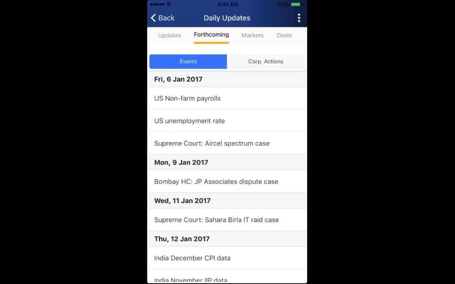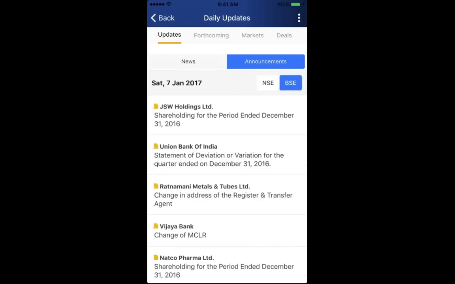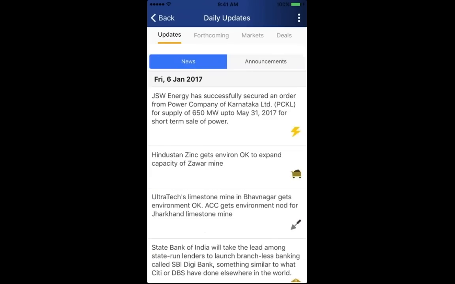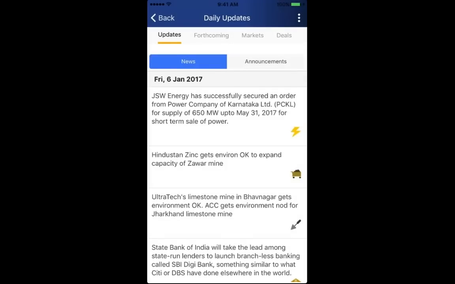As you can see here, when I come to this section, this is the home screen where, let's say, if I go into my watch list, I have some watch lists created already. So the home screen will have daily updates. When you open daily updates, you'll have some news, you'll have some announcements, National Stock Exchange or Bombay Stock Exchange announcements registered on these exchanges. You have the forthcoming news events which are coming your way and the forthcoming corporate actions also.